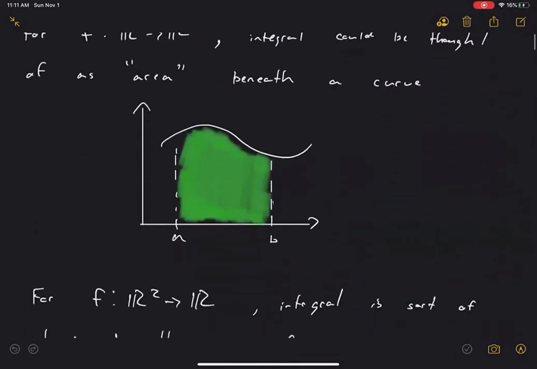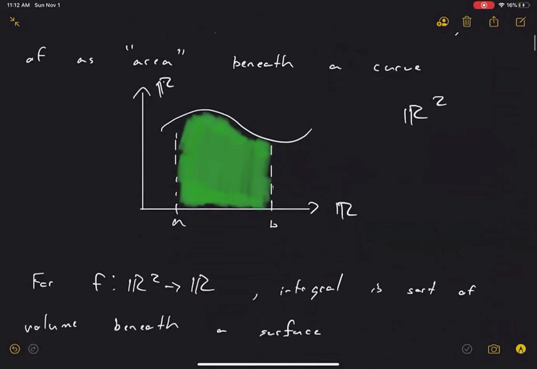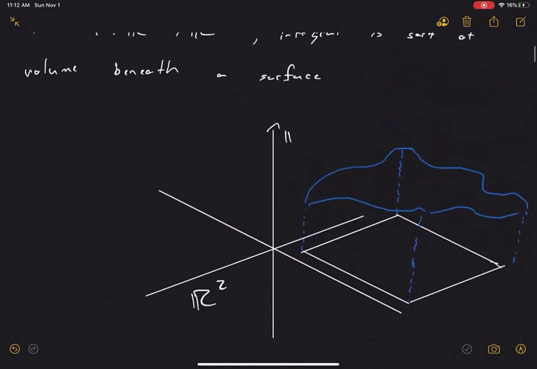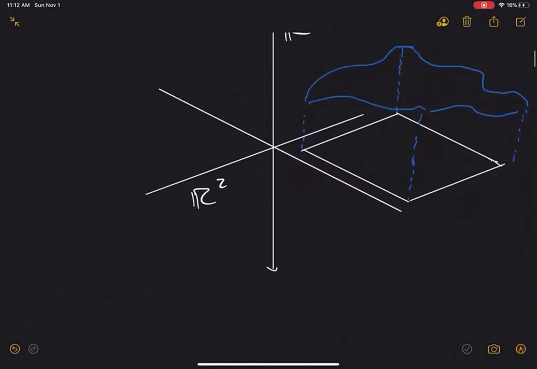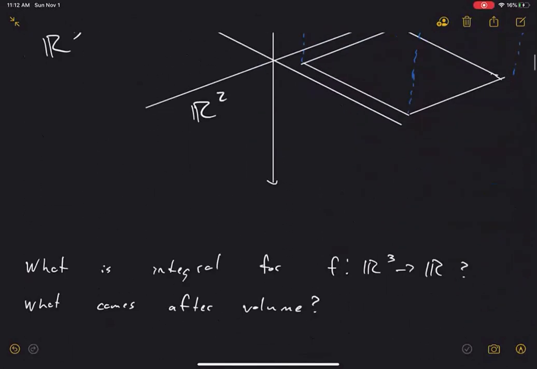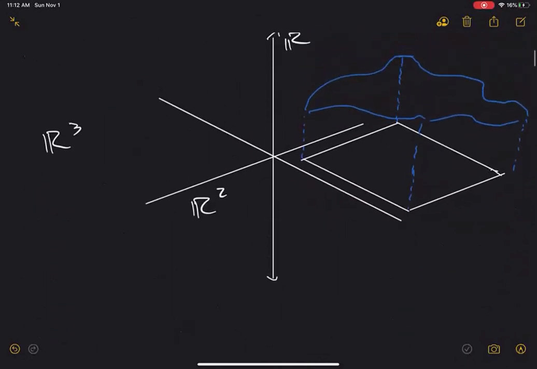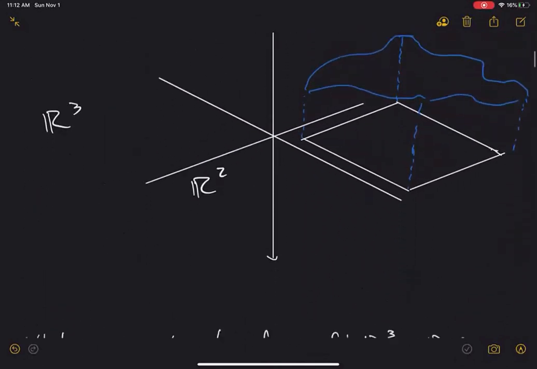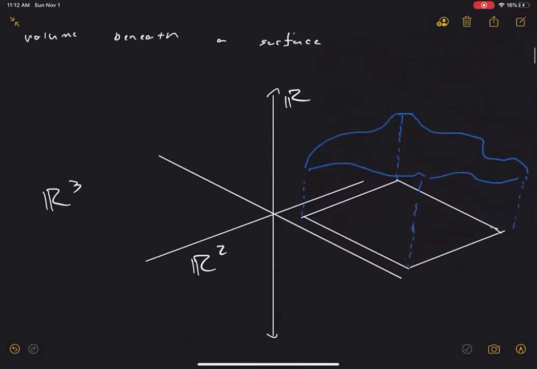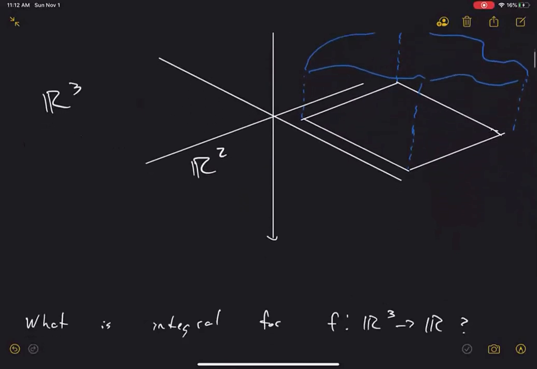From R to R, I end up with a graph in R2, a 2-dimensional graph. When I have a function from R2 to R, my graph ends up being 3-dimensional. So if I was going to try and graph a function from R3 to R, I would end up with a 4-dimensional graph. That doesn't really make a lot of intuitive sense. There's no way to really draw it.